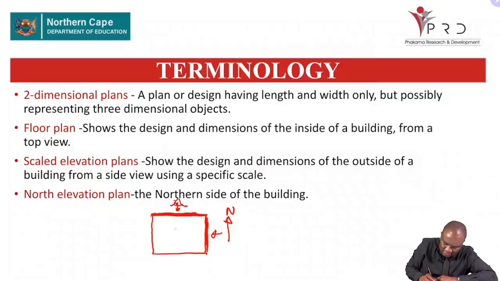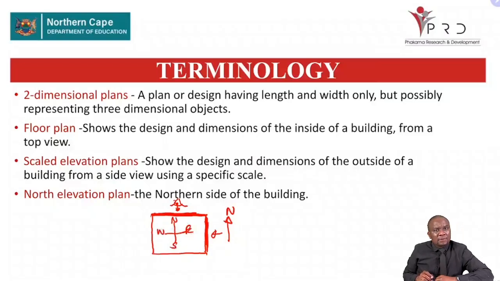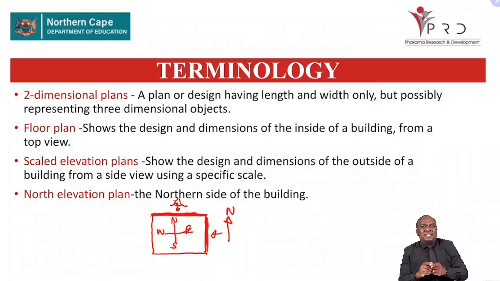So this one is easy. Just follow the compass: north, east, south, west. Where is the side? Is it the northern side? That's the north elevation. If it's on the east, it's the east elevation. On the south, the south elevation. On the west, the west elevation.